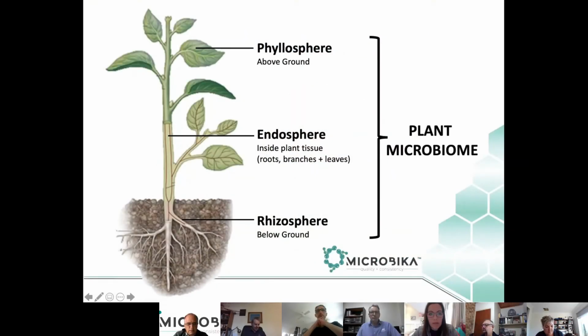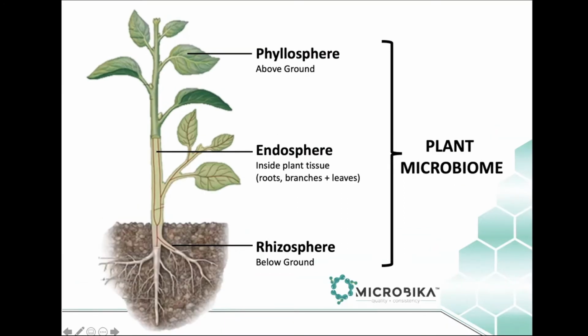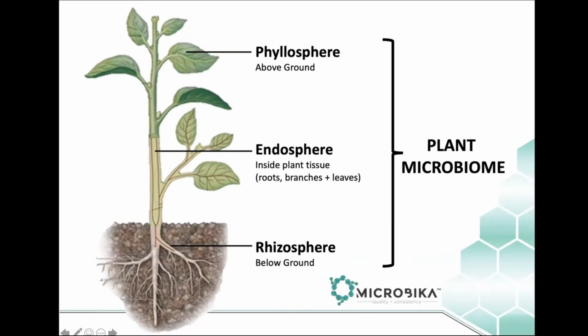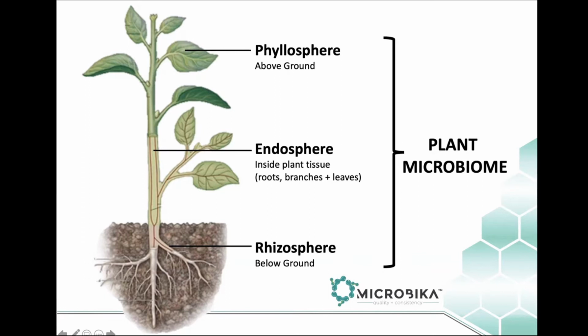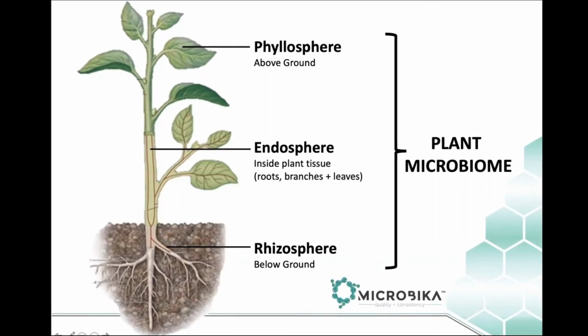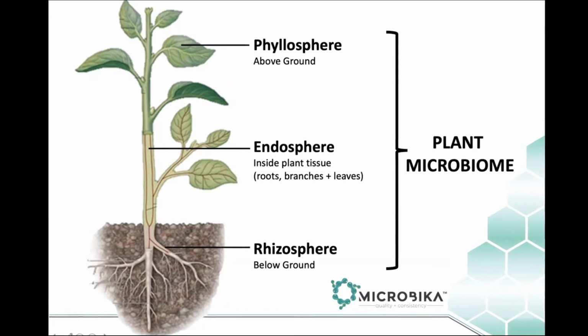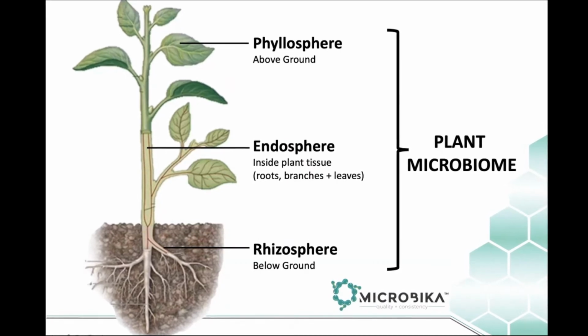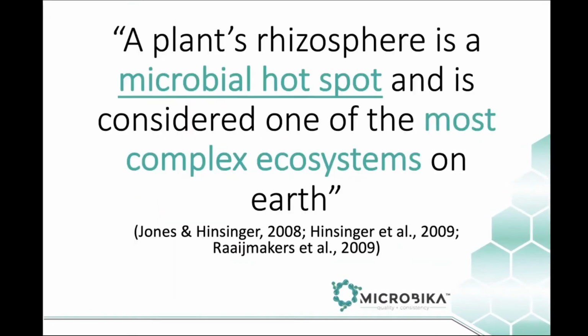So every part of the plant is actually associated with microbes. You find them below ground in the rhizosphere or the root zone, and you also find them inside the plant tissue, the endosphere. So that makes up the total plant microbiome, or all the microbes associated with the plant.